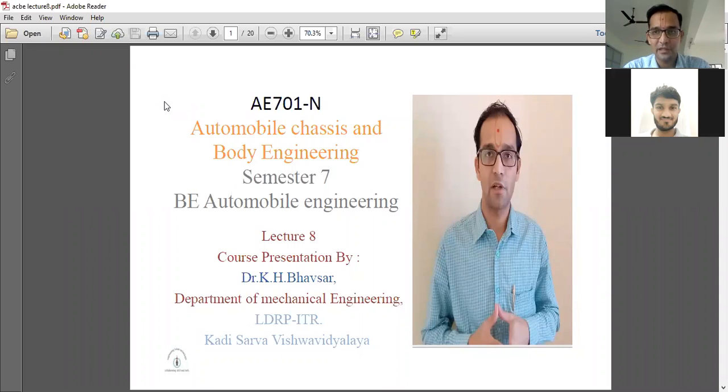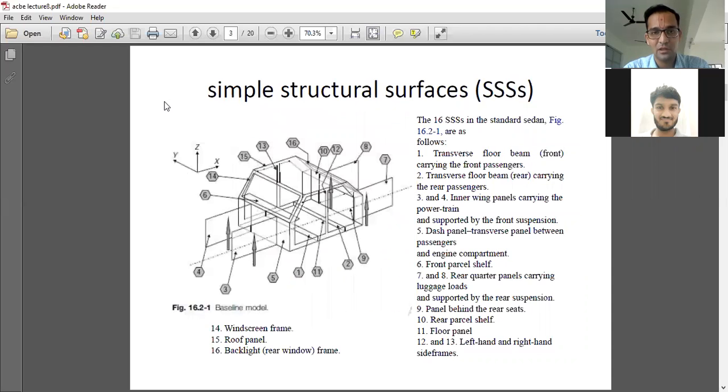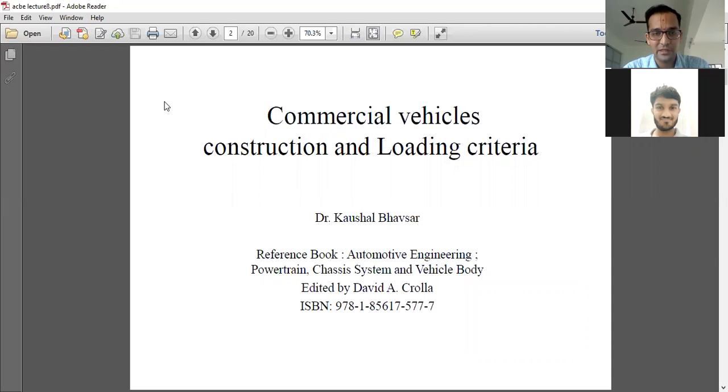I'll give credit for the content to Commercial Vehicle Construction and Loading Criteria for this lecture session. I have referred to this content from the reference book Automotive Engineering: Powertrain, Chassis System and Vehicle Body, which has been published by David A. Crolla. Its ISBN number is also available.